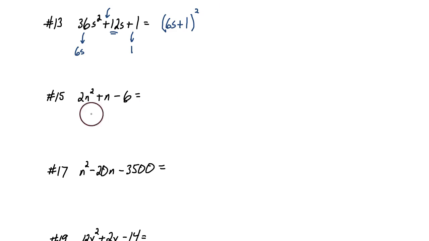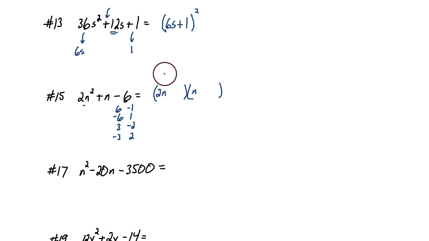Number 15. There's no greatest common factor, and it's not a perfect square trinomial, but it might still factor using FOIL. To make 2n squared, we would need to have 2n times n. To make negative 6, we have some possibilities. 6 times negative 1, negative 6 times positive 1, 3 times negative 2, negative 3 times positive 2. We could combine these numbers together to see what we get.